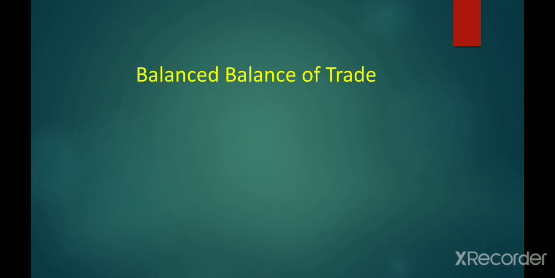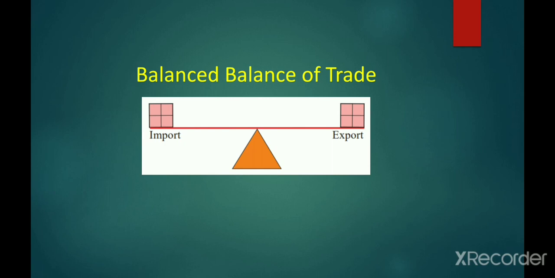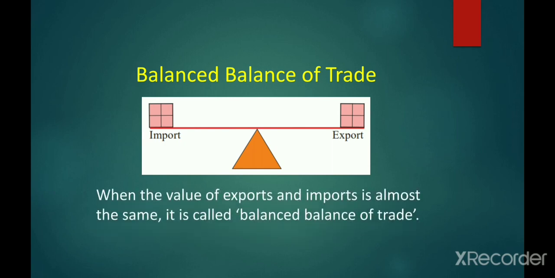So last is balanced balance of trade. If you see this picture, you will see that when the value of export and import is almost the same, it is called balanced balance of trade. In this trade, when the value of export is almost equal to the value of import, it is called balanced balance of trade.